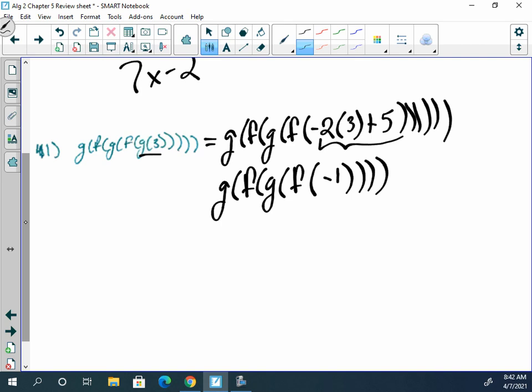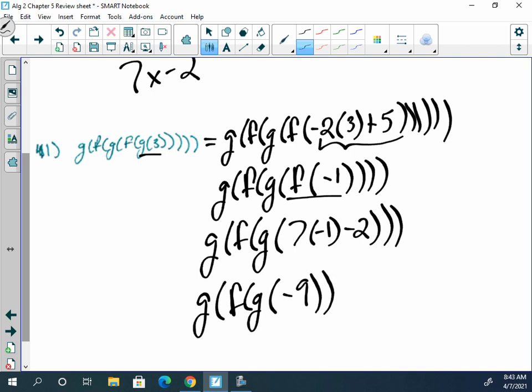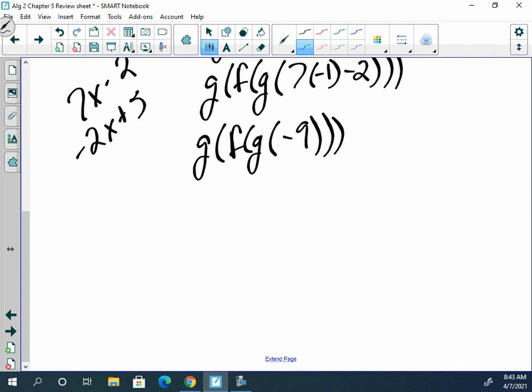Questions on this so far? So again, we're still working from the inside out. The only thing I care about next is f of negative 1. So g of f of g of, well, f of x is 7x minus 2. So I'm going to plug negative 1 in for x. That'd be 7 times negative 1 minus 2. Seven times negative 1 is negative 7. Minus 2 is negative 9. I'm just rewriting those down so I still have them.